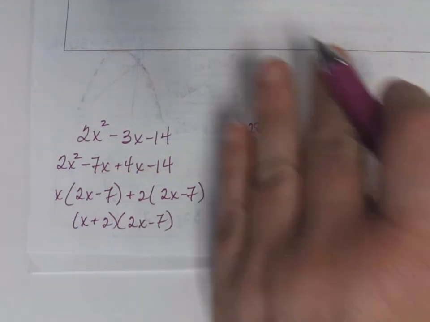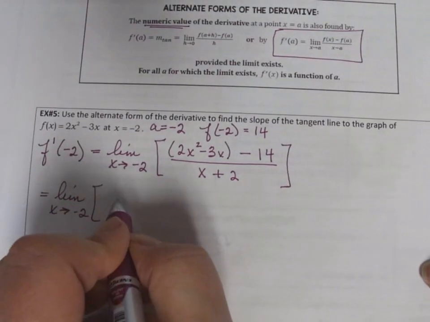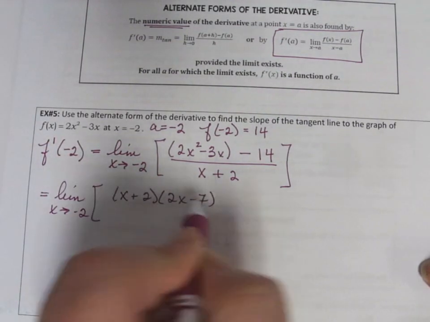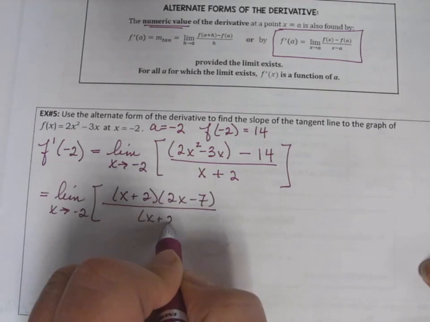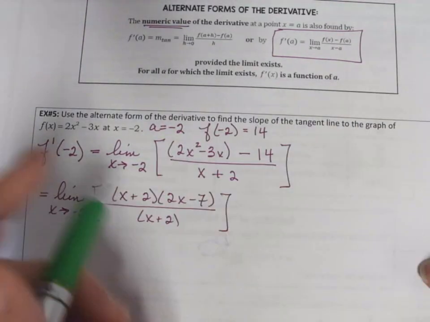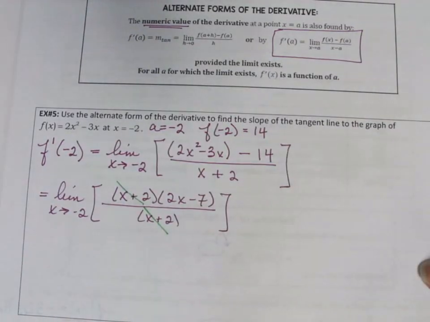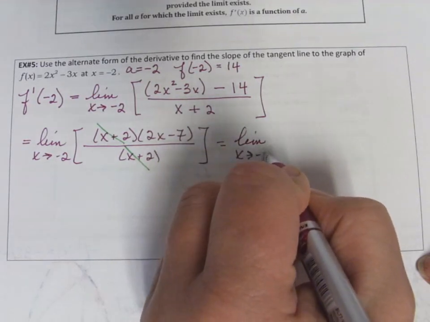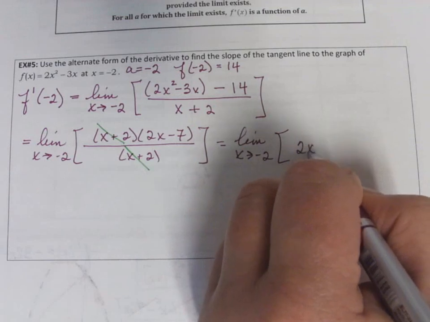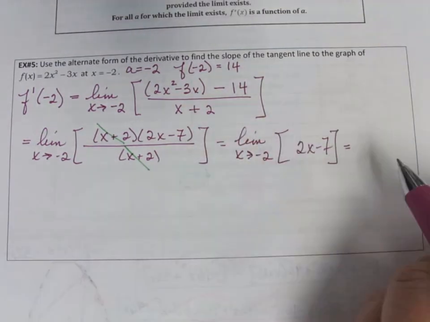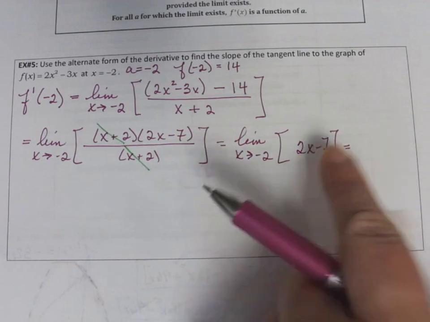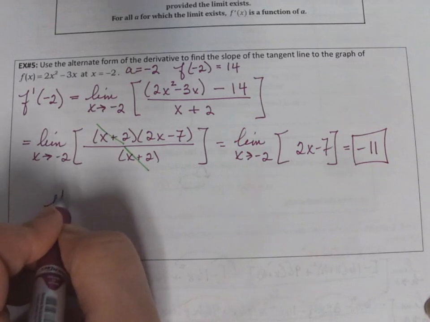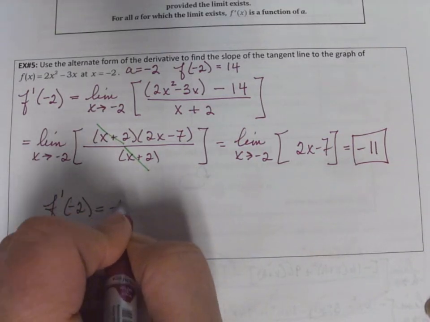Okay, so I factored it. So now I'm going to take that factored form on top. So x plus 2 times 2x minus 7. And then the denominator is x plus 2. Lo and behold, I can cancel out my x plus 2's. And so what I'm left with is the limit as x goes to negative 2 of just 2x minus 7. Now I can do direct substitution. So that would be negative 4 minus 7 would be negative 11. So what I'm telling you is that f prime of negative 2 is equal to negative 11.